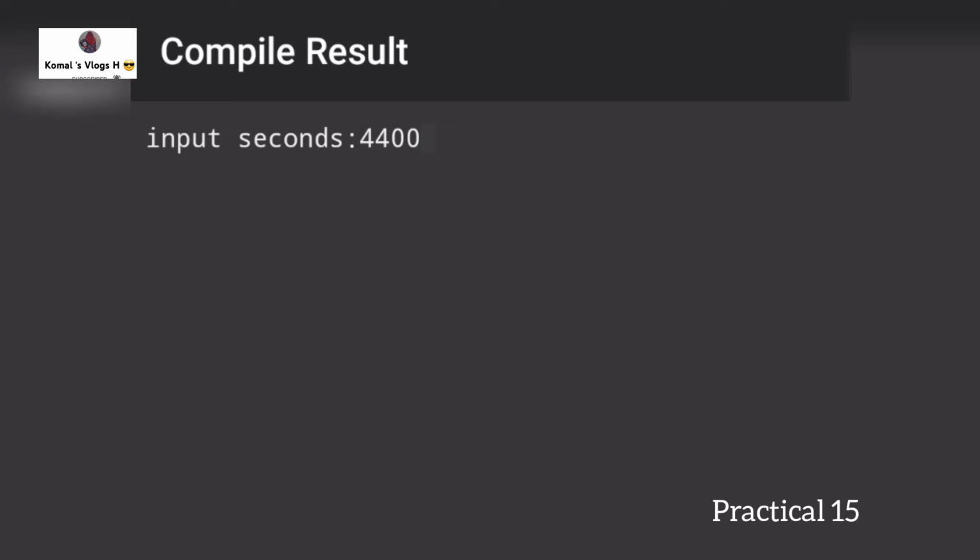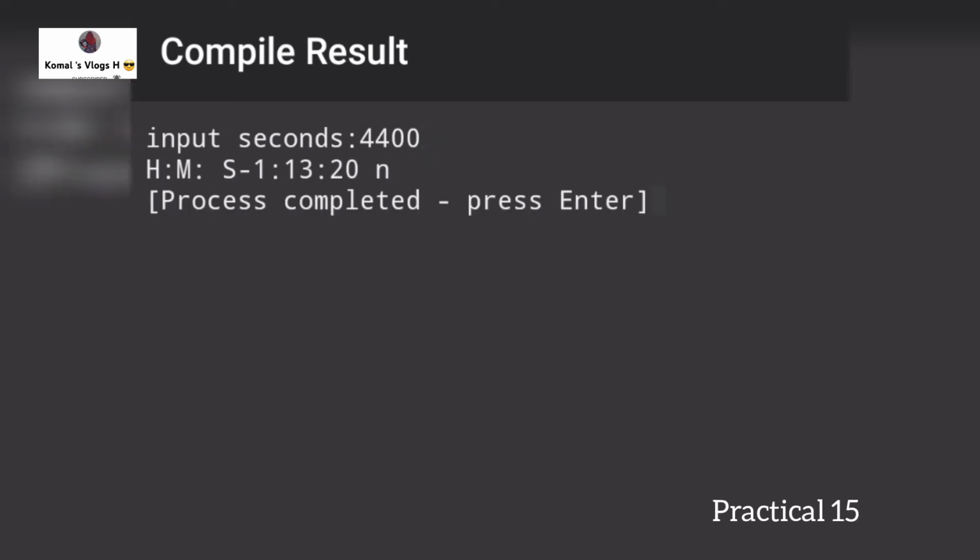So you can think that there are 3600 seconds in 1 hour. It means that this time is more than 1 hour. So hours is 1, and above that there are 13 minutes and 20 seconds. This is the output of practical program number 15. It's very easy. You can change the value of second, and according to the given seconds, the hours, minutes and seconds will be calculated.